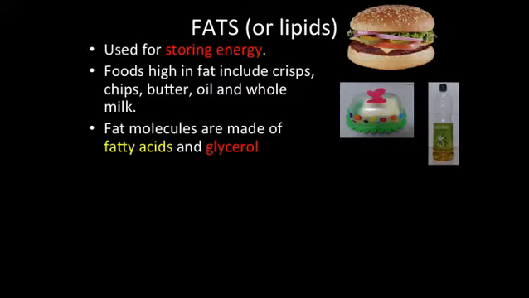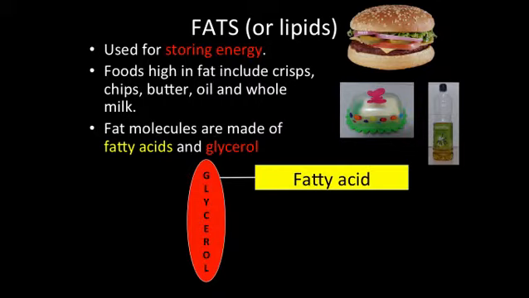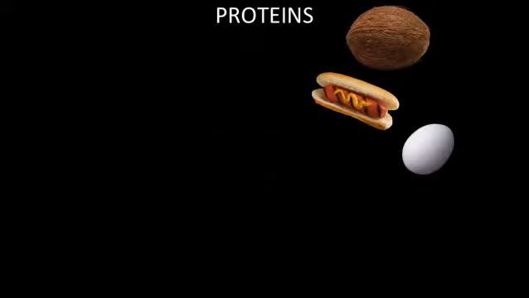Fat molecules are made of 2 main components, fatty acids and glycerol. You've got one big glycerol, and that is joined to 3 different fatty acids. And it's the chemical composition of these fatty acids which determines a different type of fat.